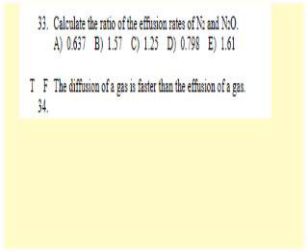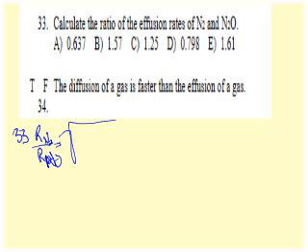Calculate the ratio of effusion rates for N2 and N2O. So this is number 33. R1 over R2 equals, actually I'm going to call this R N2 and R NO, that way I can keep track of it. Square root, and remember it's inverted. So the molar mass of NO is 16 plus 14, which is 30.01, and 28.02. So 30.01 divided by 28.02, square root, and the answer is 1.03.